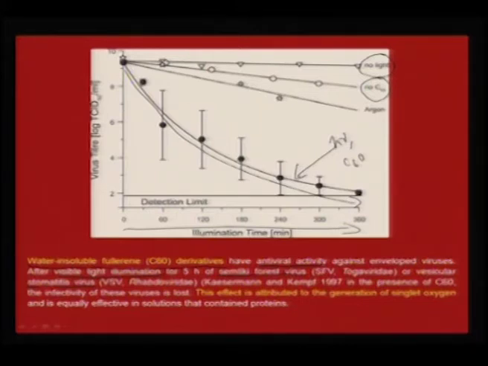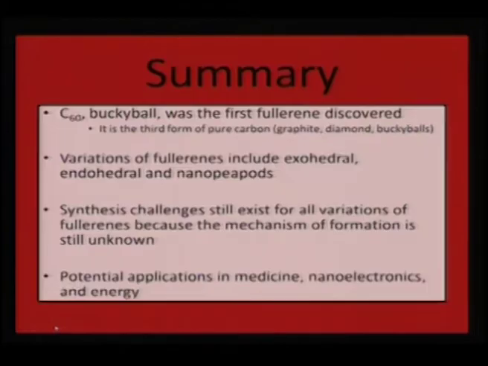So, carbon 60 or fullerene seems to have a very peculiar response to biological applications also. The chemistry there is, this effect is attributed to the generation of singlet oxygen, which will impair the viral activity. So, it is the singlet oxygen that is generated which is responsible for this antiviral property.